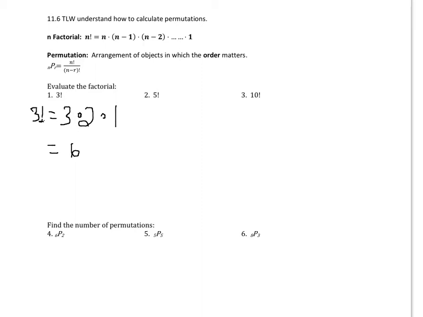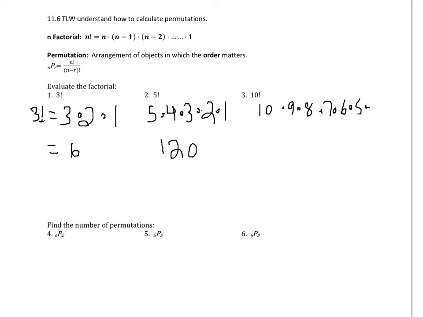So 5 factorial: 5 times 4 times 3 times 2 times 1. Well, 5 times 4 is 20, times 3 is 60, times 2, 120. So now we have 10 factorial. Go ahead and pause, write it out, try to calculate it. Alright, hopefully you did so. You have 10 times 9 times 8 times 7 times 6 times 5 times 4 times 3 times 2 times 1.